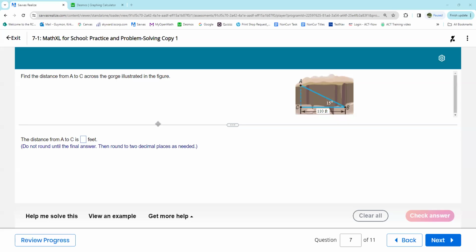All right, still working on a little bit of trigonometry in Algebra 2. Hope it's going okay for you. We're up to the 7th problem that I've assigned for you in lesson 7-1.